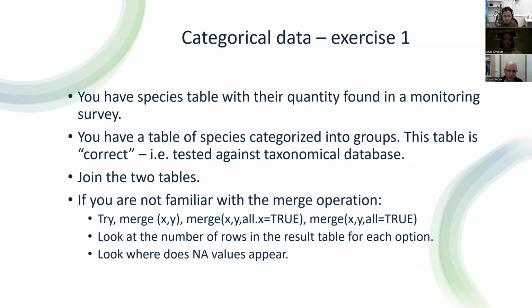So yeah, we'll go to exercise 1. You can already open it in the background with your R. You have two tables. You have a species table with the quantity found in a monitoring survey. This is one table, and you have a table of species categorized into groups. This table is, let's say, the correct information. It is tested against a taxonomical database.